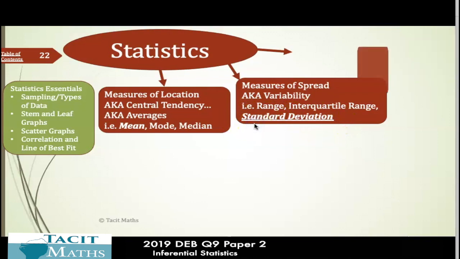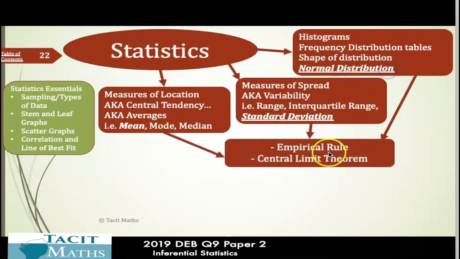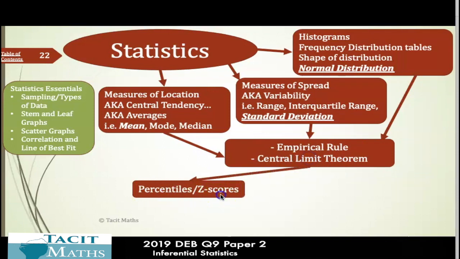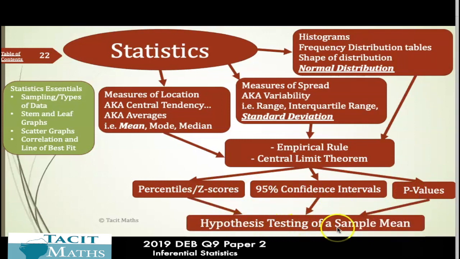Another recap of Junior Cert would be histograms, right? So frequency distribution tables are also on the Junior Cert course. The shape of distribution, that's also mentioned in Junior Cert, but all of that leads towards normal distribution. Okay, now when you combine all of these three things, the mean, standard deviation, and normal distribution, you get two extremely important rules, and that's the empirical rule, and most importantly, the central limit theorem. Now, the central limit theorem has three main applications. That's percentiles or z-scores, the 95% confidence intervals, and p-values. And when you combine those three things, right, then you get what's called hypothesis testing of the sample mean. Okay, so all of that leads down towards this.